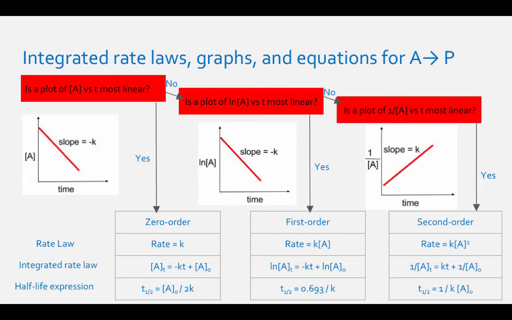This figure will summarize all we have learned about these integrated rate laws, their graphs, and their equations. This figure and the tables only relate to reactions involving a single reactant, such as A producing P. Pause the video now to inspect this table to see if you have understood everything that we have covered in this video. Now we will work on some example problems using the concepts discussed in this video.